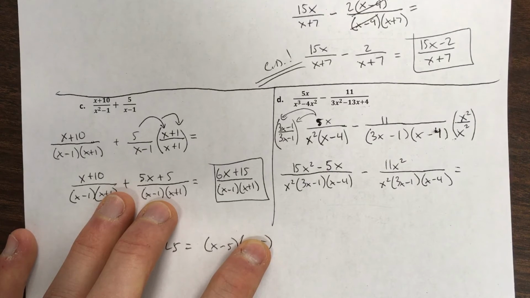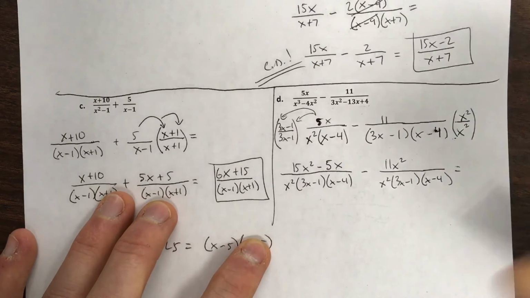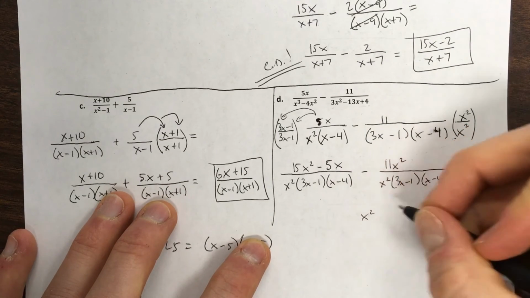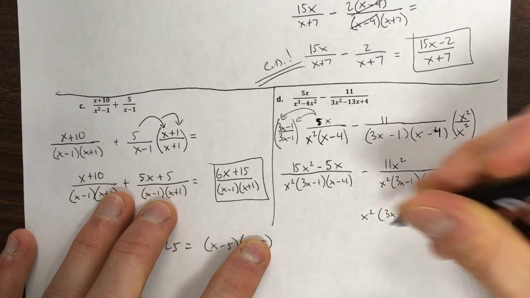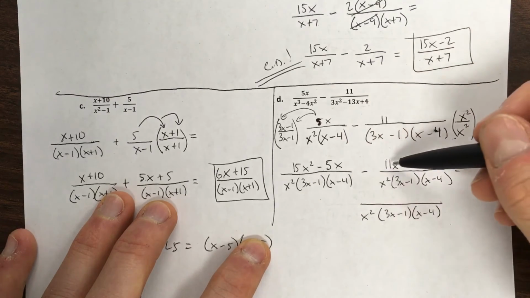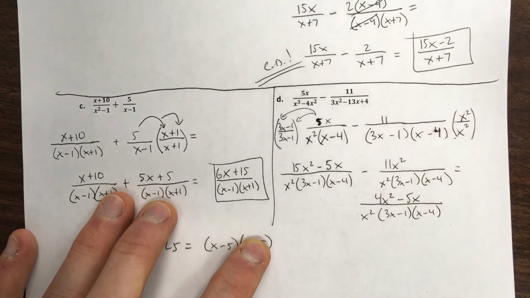Now we have a common denominator, and we can go ahead and simplify. So our denominator does not change: x squared, 3x minus 1, x minus 4. 15x squared minus 11x squared, we have 4x squared minus 5x.